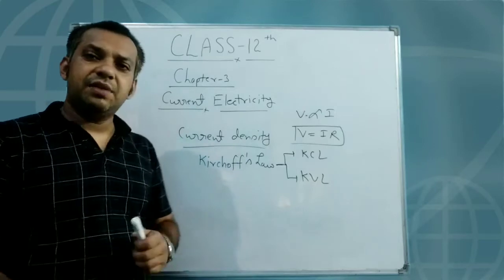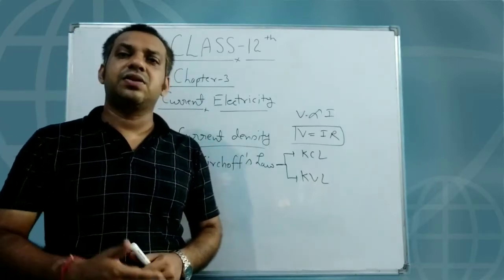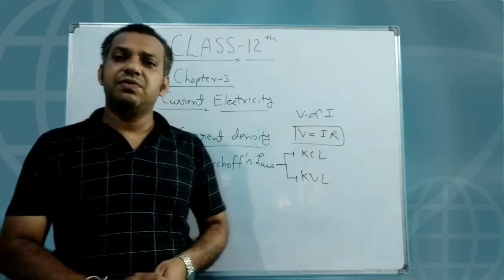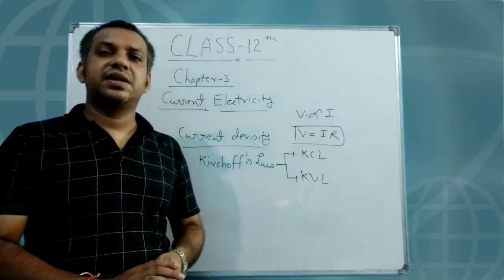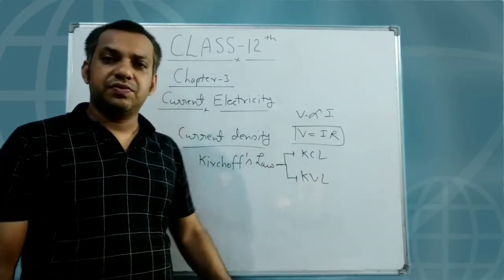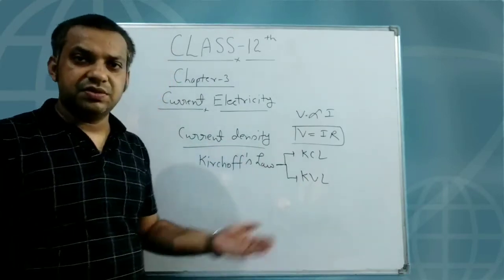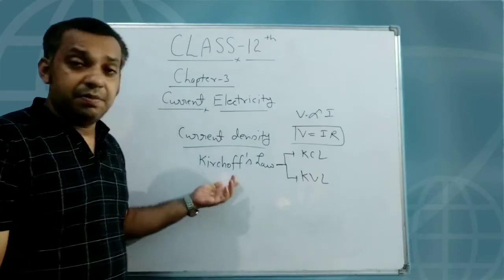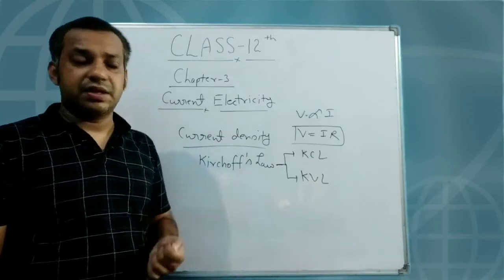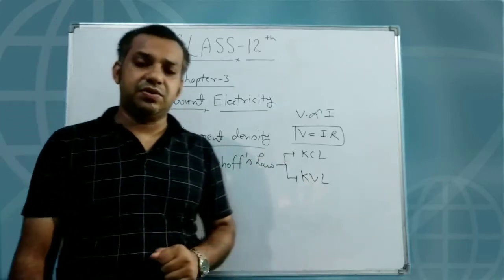Whether you have a one-cell circuit, a two-cell circuit, or n number of cells connected in your circuit, you can easily find whatever is asked, the R net of the circuit or any potential difference across the resistors. With the help of that method you can find this. This is a very interesting and important topic, not only for the board examination, but also for the competition section.